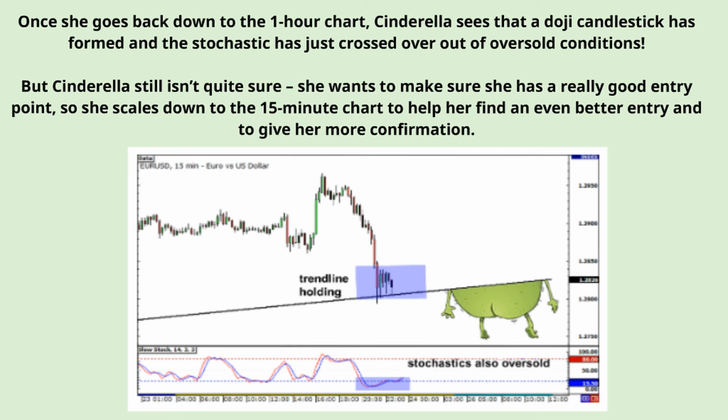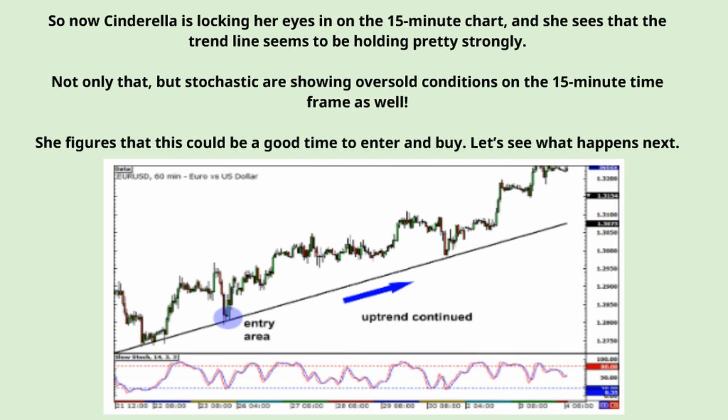She wants to make sure she has a really good entry point, so she scales down to the 15-minute chart to help her find an even better entry and to give her more confirmation. So now Cinderella is locking her eyes in on the 15-minute chart, and she sees that the trend line seems to be holding pretty strongly. Not only that, but stochastic are showing oversold conditions on the 15-minute time frame as well. She figures that this could be a good time to enter and buy. Let's see what happens next.